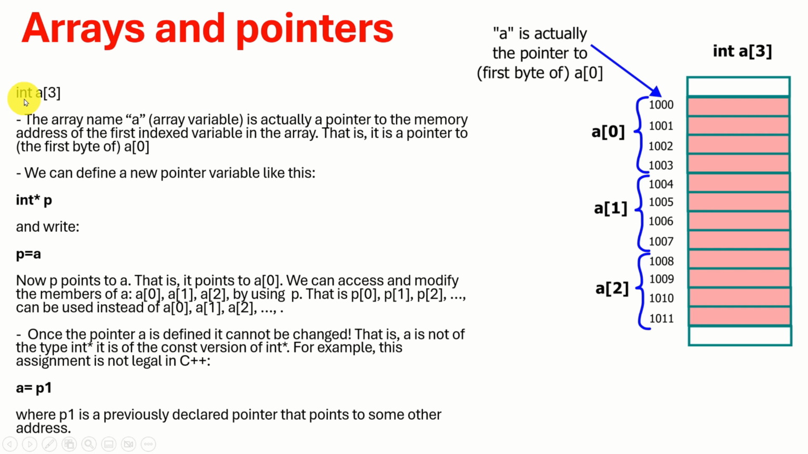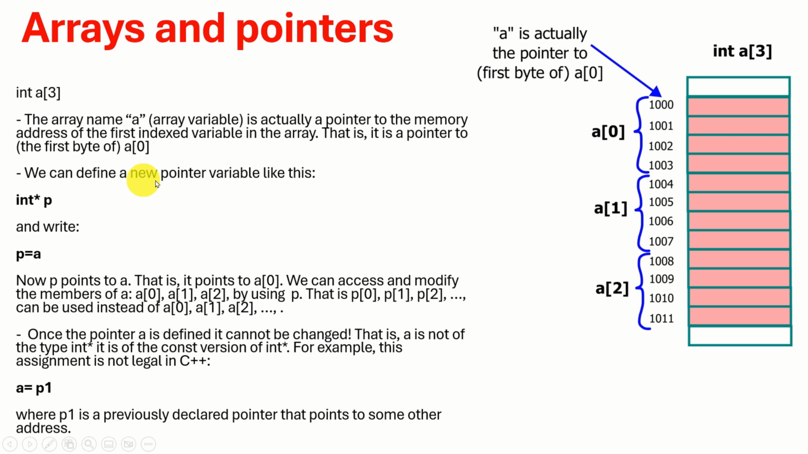Over here, we declared an array of the integer type A, and this array will store 3 variables. Now, the array name A, or the array variable, is actually a pointer to the memory address of the first indexed variable in the array. That is, it's a pointer to the first byte of A0, and this is illustrated over here. That is, we can use A instead of a pointer to this first address of A0.